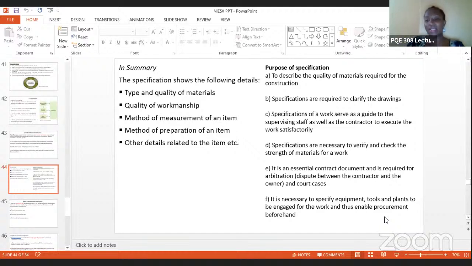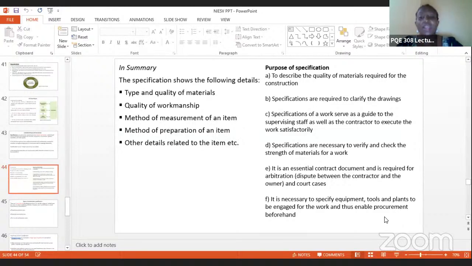So automatically it serves as a guide to the supervising staff as well as the contractor. That is why I call it a Bible, it's a guide, so that by the time they are able to follow what has been specified in that document, at the end of the day, the project will come out well, it's going to be satisfactory. So specifications are necessary to verify and check the strength of materials for a work.